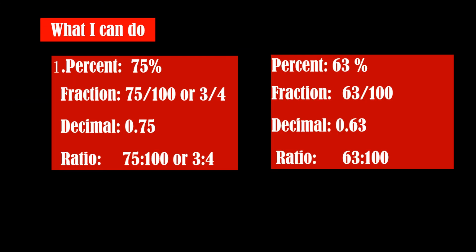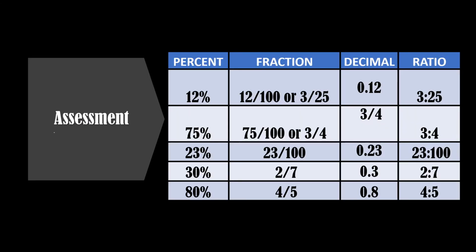So in number 1, the answer is, the percent there is 75%. The fraction is 75 over 100 or 3 over 4. And then the decimal is 0.75. The ratio is 75 to 100 or 3 to 4. Number 2, we have 63%. The fraction is 63 over 100. Then the decimal is 0.63 and the ratio is 63 to 100. Okay? Check your answer. Now let's go to the assessment.